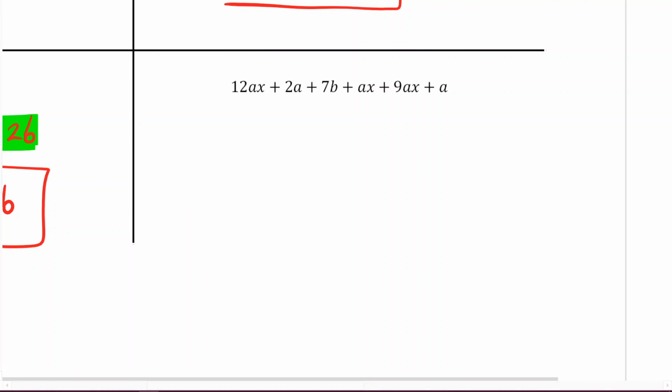So it looks like we've got a lot going on here. So let's begin. So I've got 12ax, I have plus ax, and I have plus 9ax. So all of those have like terms. I also have plus 2a, and I have plus a on the end here. And then finally, I have plus 7b.